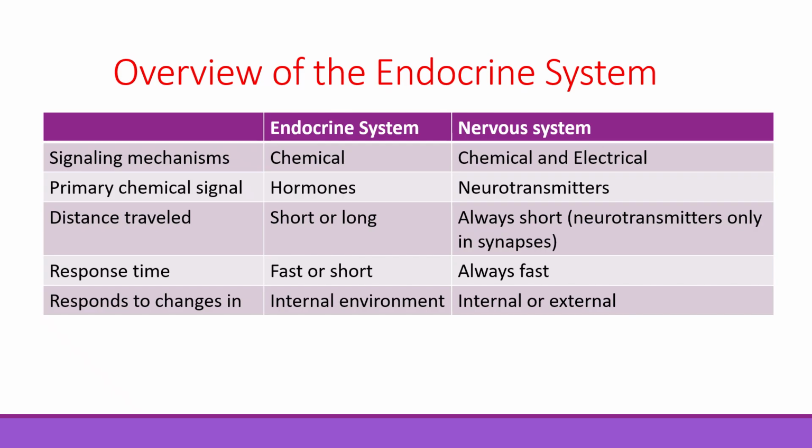The response time in the endocrine system, typically it's long, but it can be short as well. In the nervous system, the response time is always fast. And the response to changes occurs in the internal environment for the endocrine system, and the external and internal environment in the nervous system.